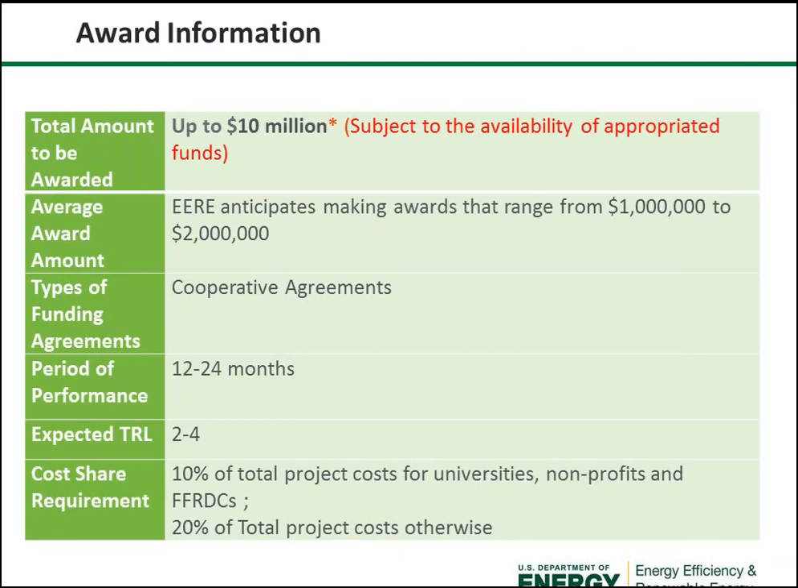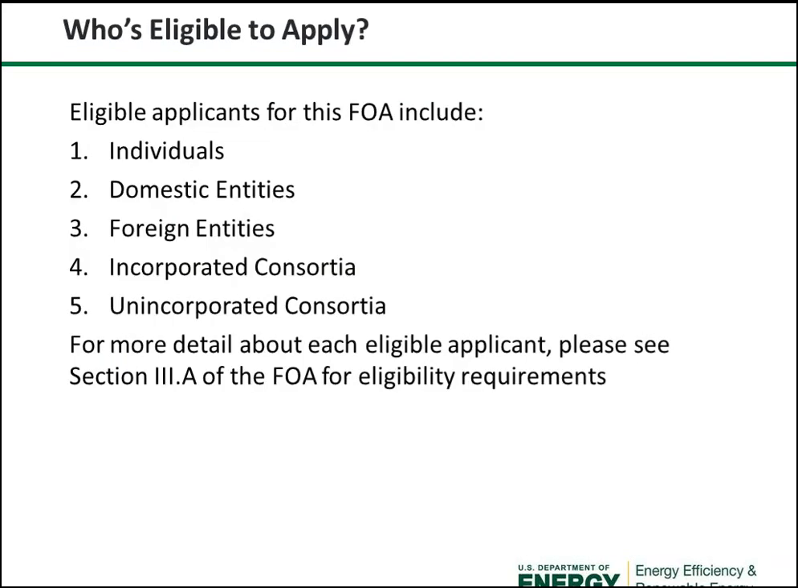There is a cost share requirement. It's 10% for universities, nonprofits, and federally funded research and development centers, and it's 20% of total project costs otherwise. Again, the FOA spells out in much greater detail what those requirements are and what the specifics of those are. So who's eligible to apply? Individuals, domestic entities, foreign entities, unincorporated consortia, and again, please look at the FOA for specific eligibility requirements.